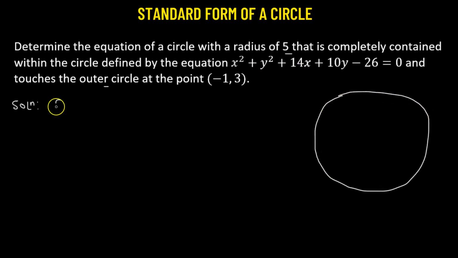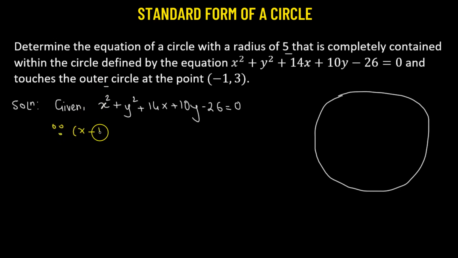The equation of the circle is given as x squared plus y squared plus 14x plus 10y minus 26 equals 0. Now this is not in the standard form. For the standard form, we need the equation to be of the form (x minus h) whole squared plus (y minus k) whole squared equals the square of the radius, where (h, k) represents the center of the circle and r represents the radius of the circle. So we want to convert this given equation into its standard form.